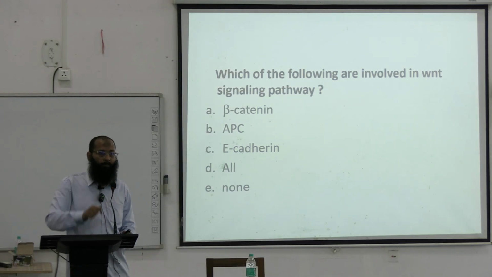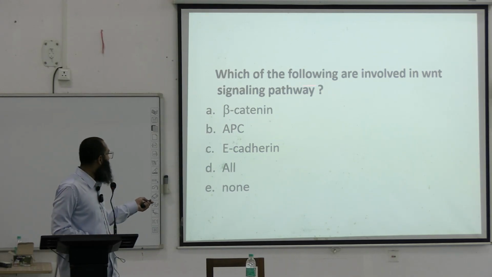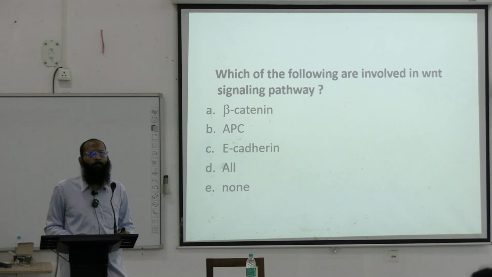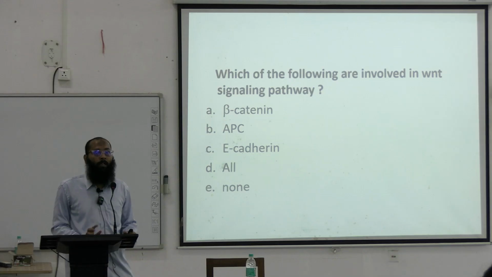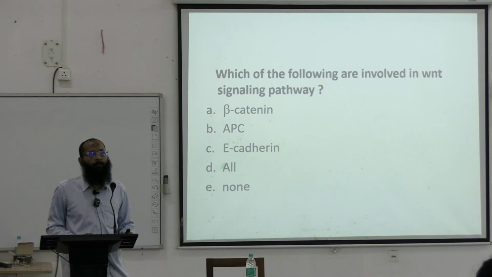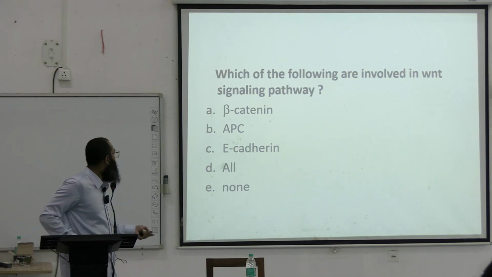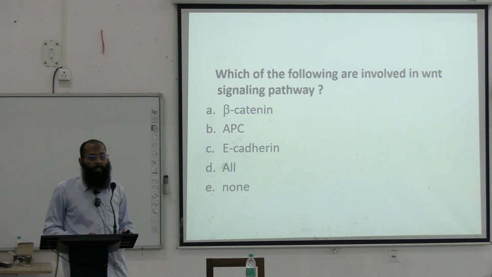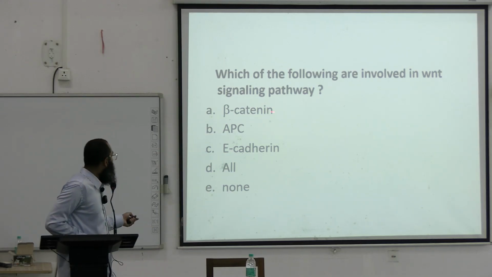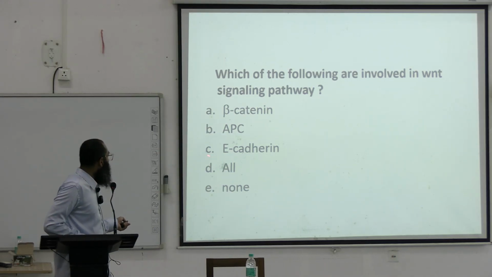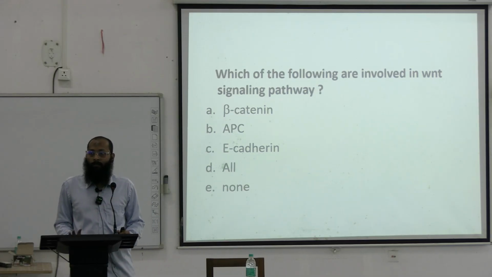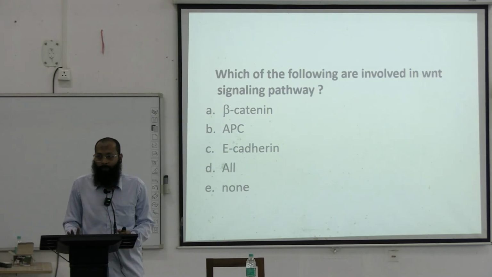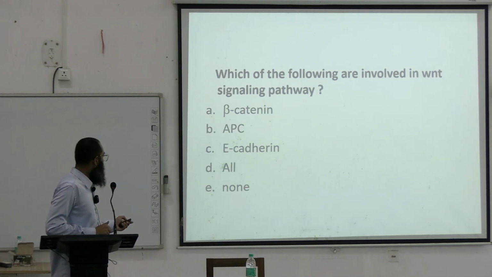Can you tell? What is the answer? Okay, very good. Beta-catenin is a part of the WNT signaling pathway. Yes, D, correct. Beta-catenin, APC, E-cadherin, all are involved in the WNT signaling pathway. Okay, sit down.